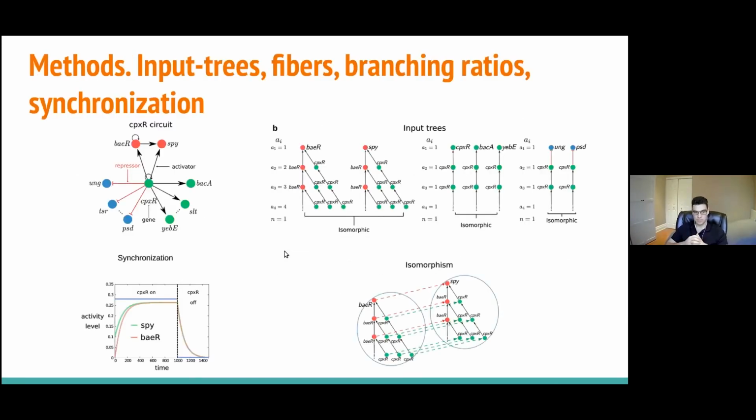I'm going to start with a small introduction to the ideas that we use, because the word symmetry is used for many different things. So let's consider this small circuit, which is an example from E. coli, a small piece of the transcriptional regulatory network from E. coli. Let's look at these three genes here. If you look at these parts of the network, you wouldn't really see any symmetries. You look at these two genes, you can't just switch them because there is a self-loop here, and there is a directional link here.